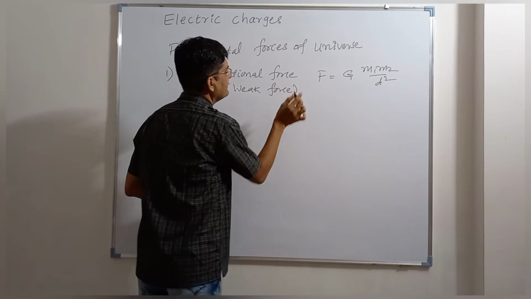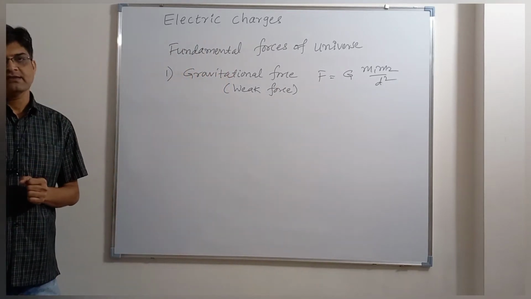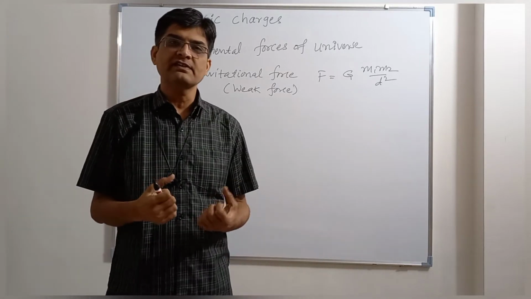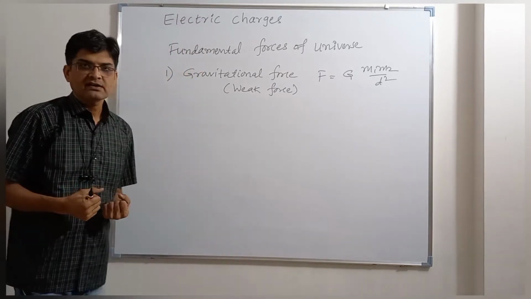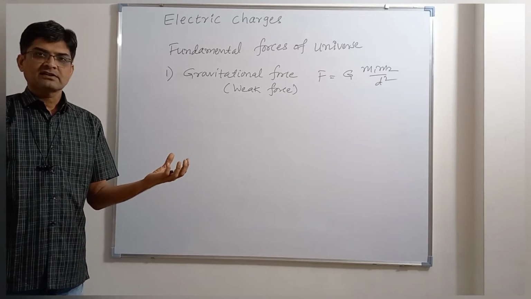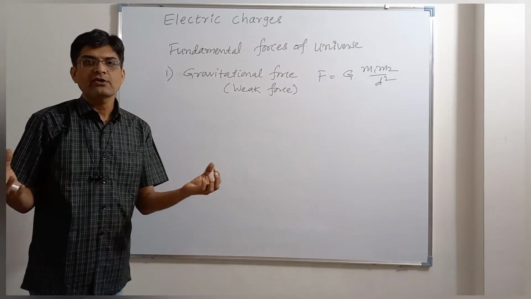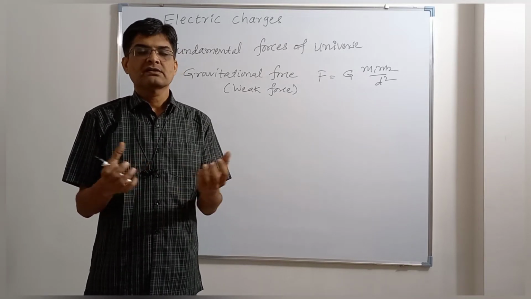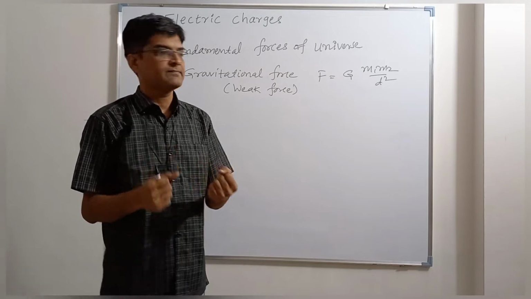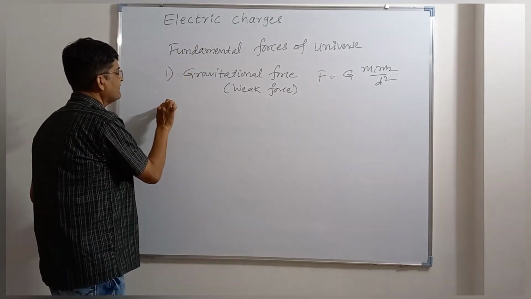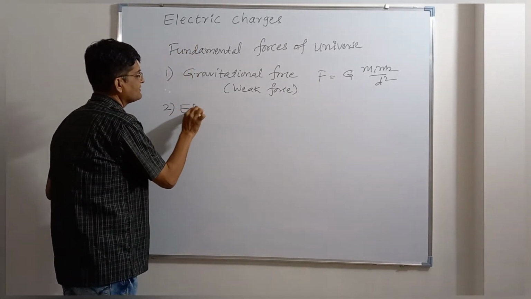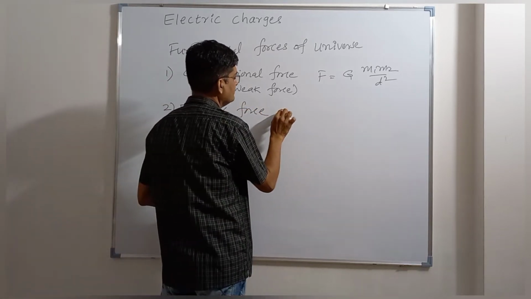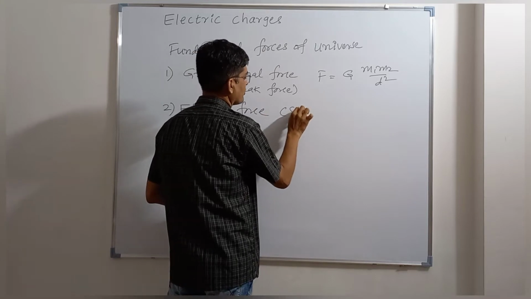The magnitude of it is not very high. Of course, Earth is able to exert a very large force on us because the mass of Earth is very large compared to us. But two objects lying in the vicinity are not able to exert a force of attraction on each other because the masses are not that great, right? Anyway, the second fundamental force is called the electric force, about which we are going to learn soon. It is called a strong force.